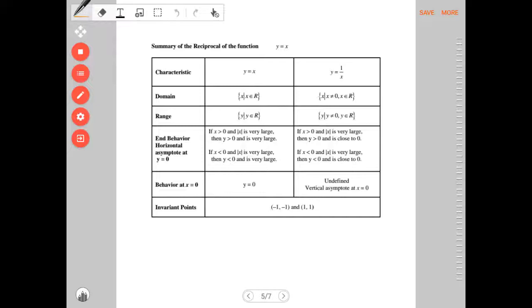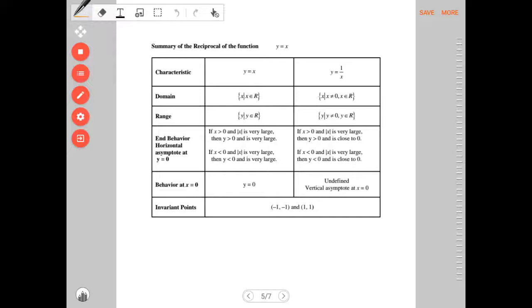So, summary of the reciprocal function. We have y equals x, and y equals 1 over x. For the domain of y equals x, x is an element of the reals, and y is an element of the reals. For y equals 1 over x, x is an element of the reals, but x can't be 0. So there's one exception: it's everything but 0. For the range of the reciprocal function, y is everything except 0. Y cannot equal 0.